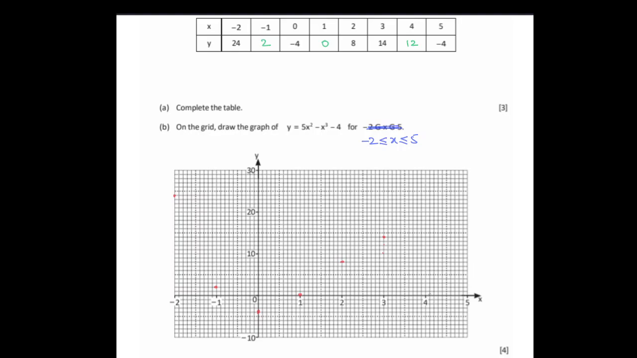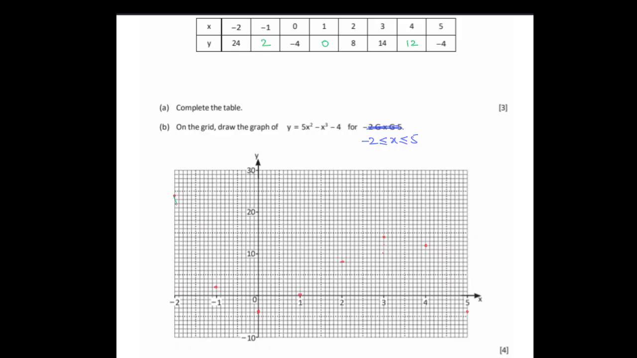Then 4, 12. 12 after 4, after 10 it will be 2 boxes. This one is 12. Then 5, minus 4. 5, minus 4 is again below 5. It is 1, 2, 3, 4 here. We marked all the points. Now draw the graph connecting all these points.